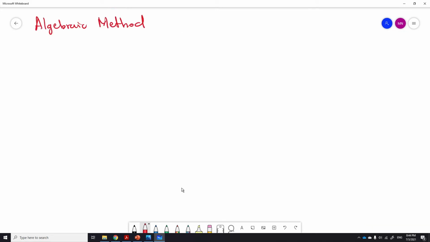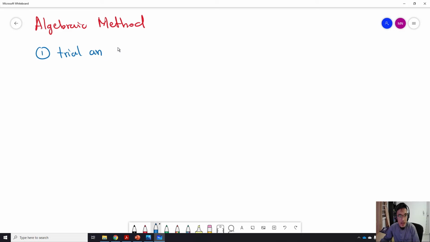Right, for the algebraic method to find the roots of an equation, first you need to do it by trial and error. Okay, what is meant here by trial and error? So trial and error is the way to determine the values of a and b. A and b on the graph, not of the equation.